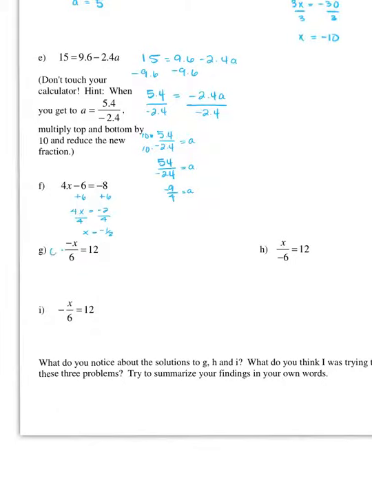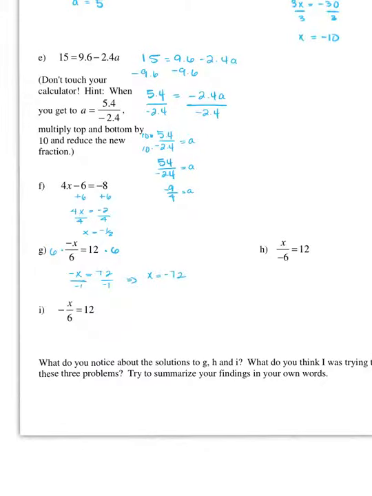G, H, and I are all related. We're going to multiply both sides by 6 in this problem. Get negative x equals 72. We're solving for x, so now we can divide both sides by negative 1. And we'll be left with x equals negative 72.